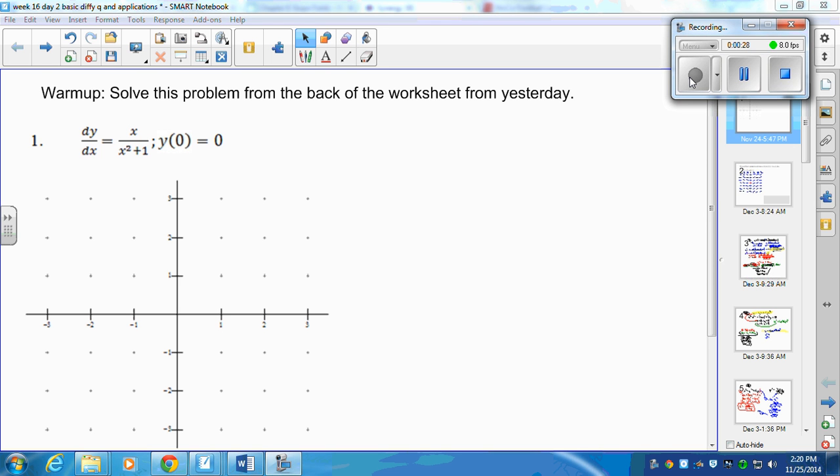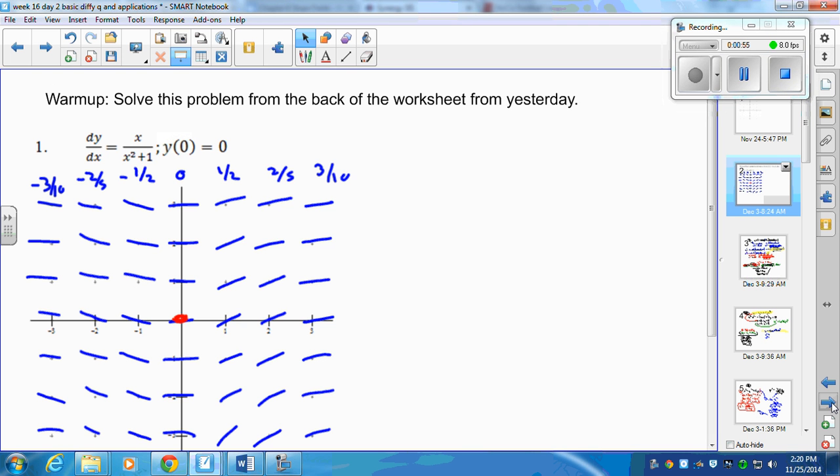Set up the tick marks for the slope field. Take the actual integral. You're going to get a plus c, and then you're going to plug in 0, 0 to figure out what that plus c is, so you can find the actual path of the railroad track. So hit pause, try this out, and when you're ready to look, we'll look on the next slide together. Hit pause.